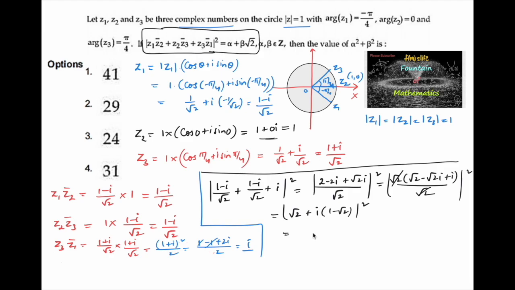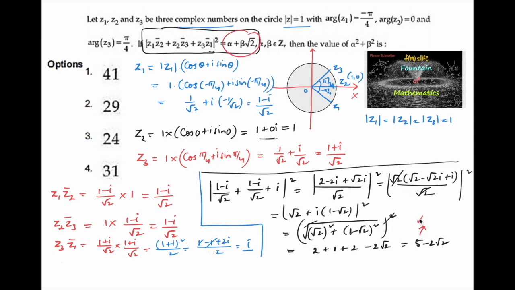Modulus is nothing but root of a square plus b square. So root 2 whole square plus 1 minus root 2 whole square, under root, the whole square. So we can remove the root and write root 2 whole square is 2, and 1 minus root 2 whole square is 1 squared plus root 2 squared minus 2 root 2. So 2 plus 2 is 4, plus 1 is 5, minus 2 root 2. So we got 5 minus 2 root 2, which can be compared with alpha plus beta root 2.